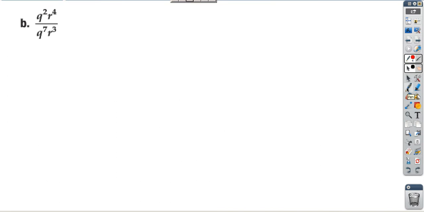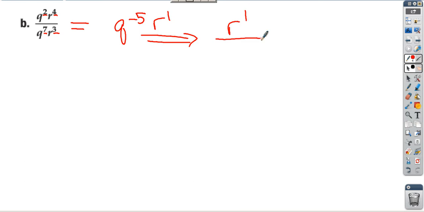Alright, this one right here, there's two ways you could do this. Well, we know that dividing exponents means we subtract the top and the bottom. So 4 minus 3 is positive 1. If you look at the numbers here with q, 2 minus 7, that's negative 5. But again, I'm not supposed to have negative exponents, so I'm going to keep the r there, and I would flip the negative 5 to the bottom and make it positive 5. That's one way you could do that.